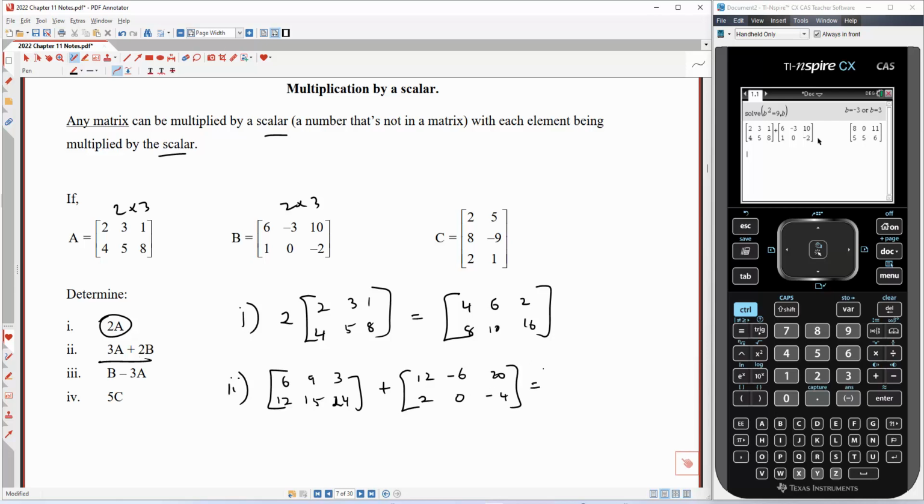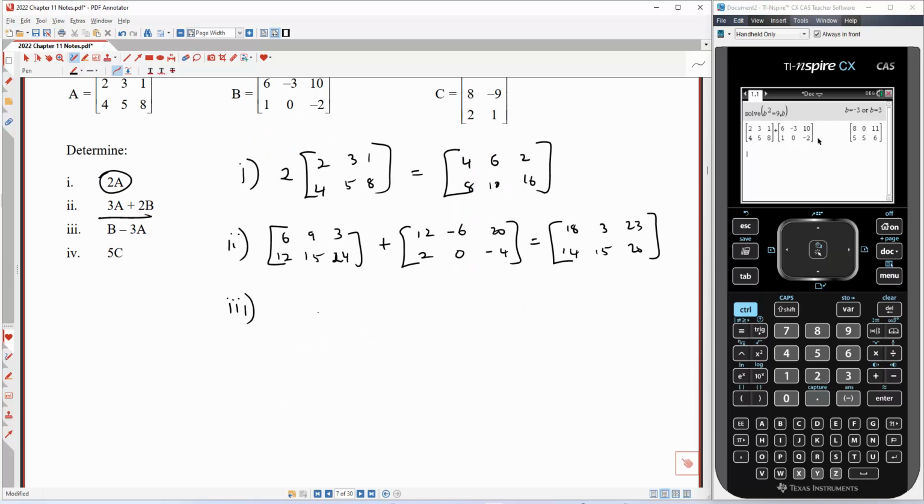And we're going to add them, which is 18, what's that, 3, I can't read my writing there, it's 20, is it? Yeah, 3 and 20 is 23, 14, 15, and 20. Okay, so a bit going on with this one here, and again, you may want to consider actually typing this one into the calculator if you're someone who's prone to small arithmetic errors and things like that.